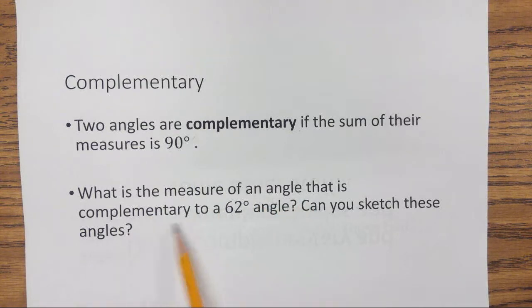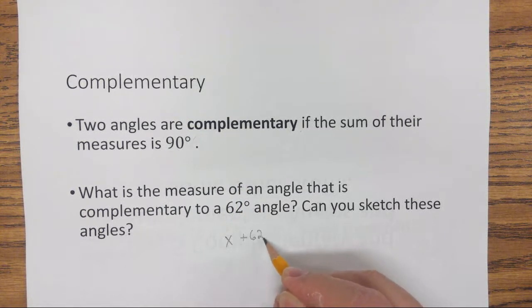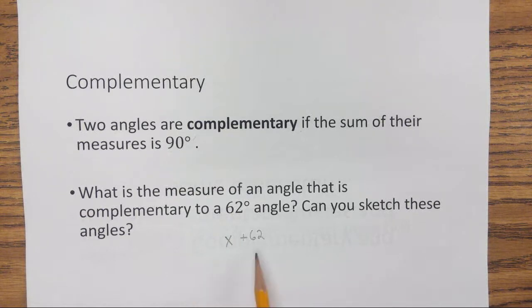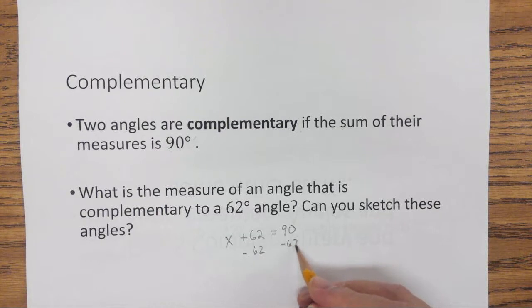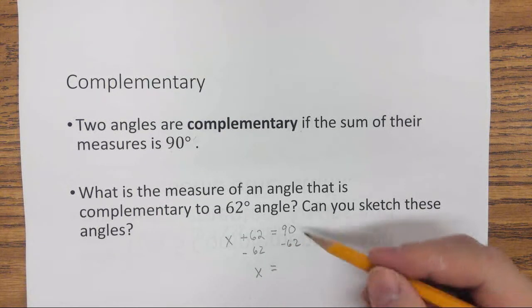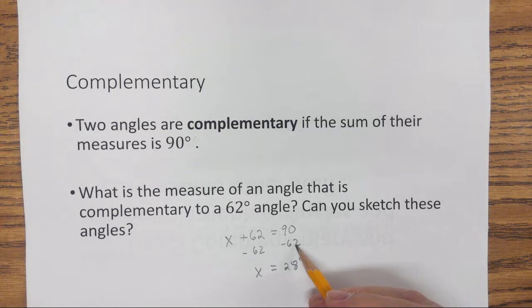So what is the measure of an angle that is complementary to 62 degrees? And then we want to try to sketch these out. But let's talk about this part first. So I know complementary means that two angles added together, so some angle that I don't know plus 62 has to be equal to 90 degrees. Well, I'm going to subtract the 62 from both sides, and I get x equal to 28.